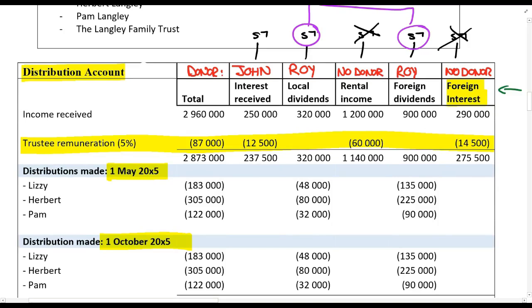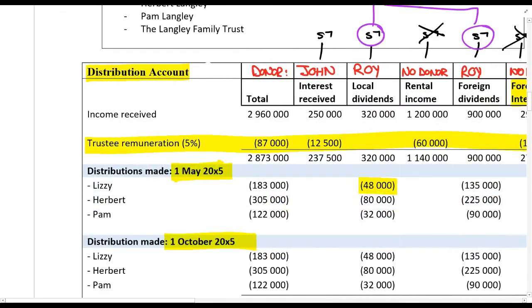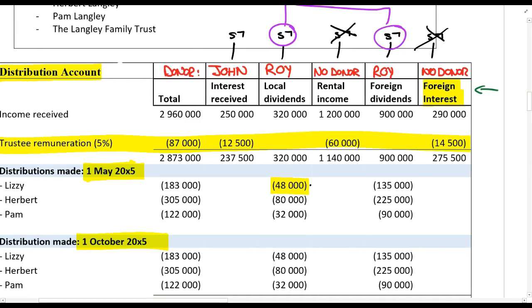So for each of these amounts, the first one is the 48,000 rands local dividends to Lizzie. Was there a donation and is the donor alive? Yes. At this point in time, on the 1st of May, let's make the comment here: Roy was alive. Roy was dead on the 1st of October. So at this point in time, the 48,000: was there a donation and is the donor still alive? Yes. Does any of the section 7s apply? Well, Lizzie was a minor at this point in time, but section 7(3) only applies to a parent. Roy is a grandparent, so it does not apply.